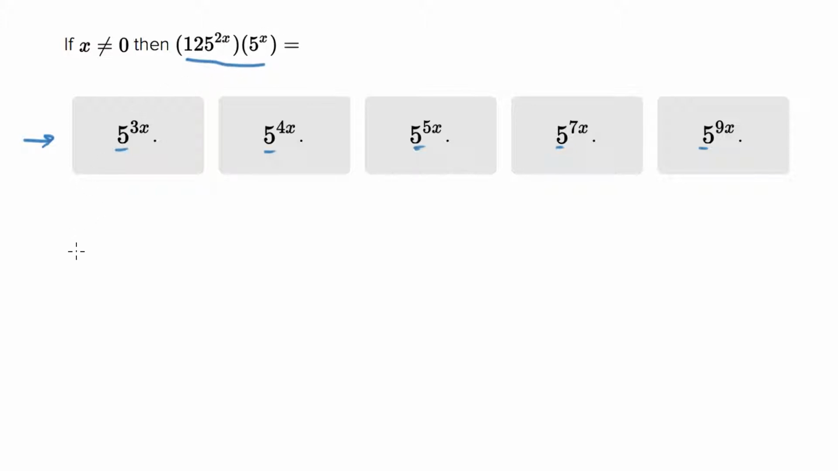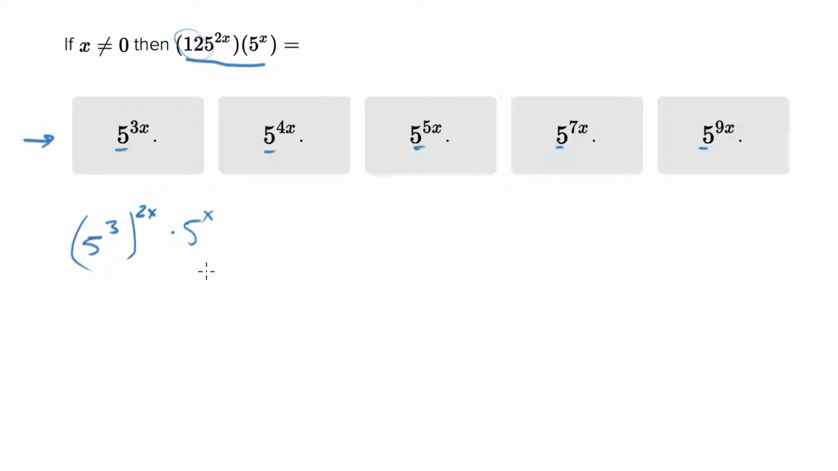So that's enough clues to get you to the point where you can see that this 125 has got to go. Let's try to convert that into something that has a base of 5. So 125, you should memorize this if you don't know, but 125 is the cube of 5. 5 times 5 is 25, times 5 is 125. So 125 can be written as 5 cubed. So let's rewrite this as 5 cubed to the 2x times 5 to the x.